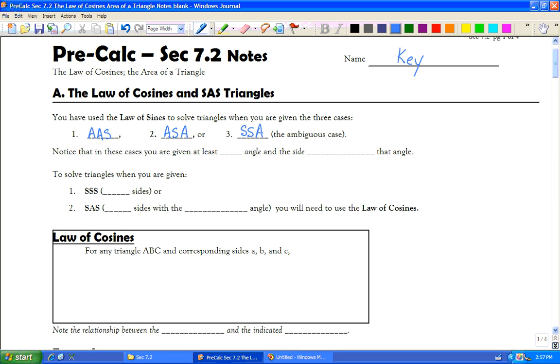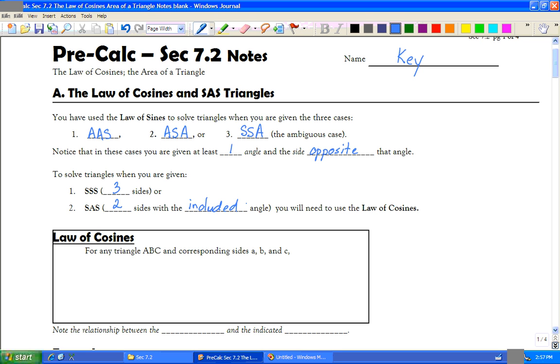You'll notice that in each of these cases you're given at least one angle and the side opposite that angle, and that's how we can apply the ratios for the law of sines. Well, what if you are given side, side, side, which is all three sides? We don't have a complete ratio, so we can't use the law of sines. Also, in the case of side, angle, side, when you're given two sides and the included angle, we can also not use the law of sines.